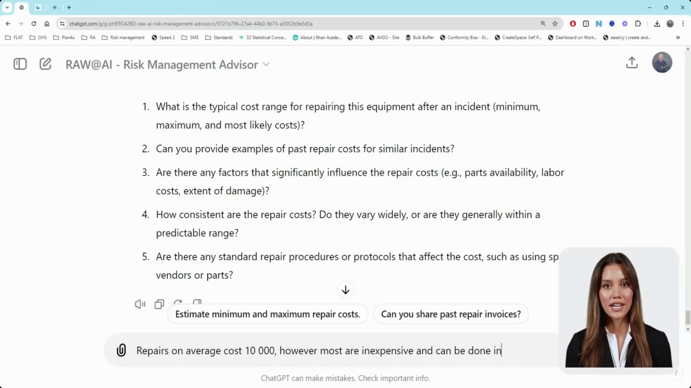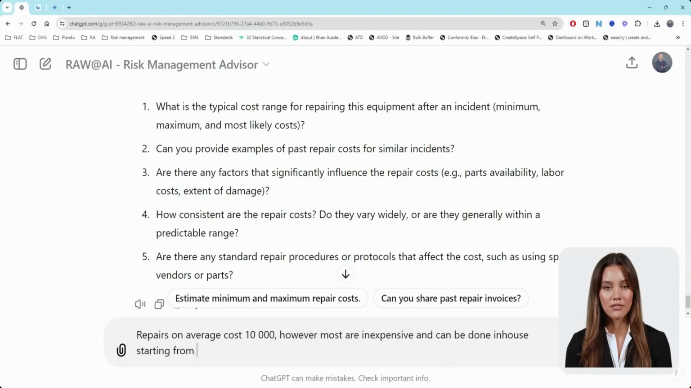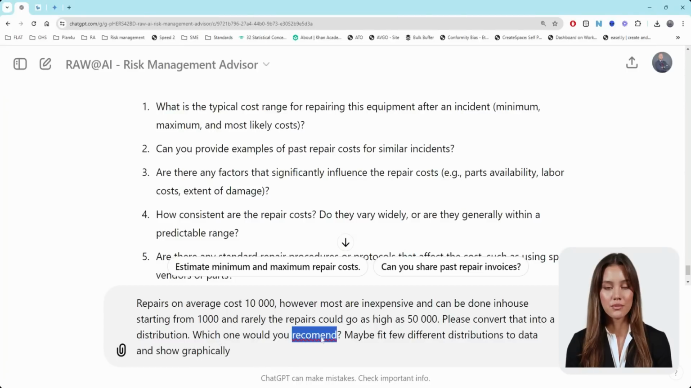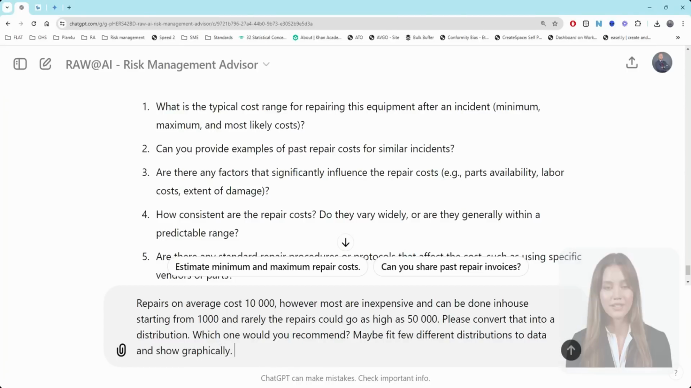Let me act as the head of production again. On average, repairs cost around $10,000. However, most repairs are inexpensive and can be done in-house, starting at $1,000. Rarely, repairs can go as high as $50,000. Please convert that into a distribution. Which distribution would you recommend? Maybe try fitting a few different distributions and show them graphically.